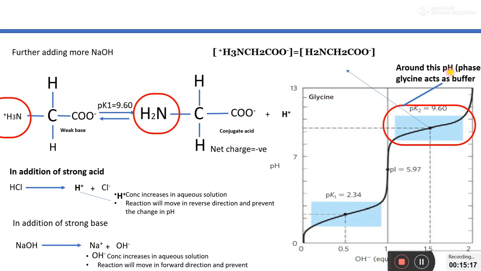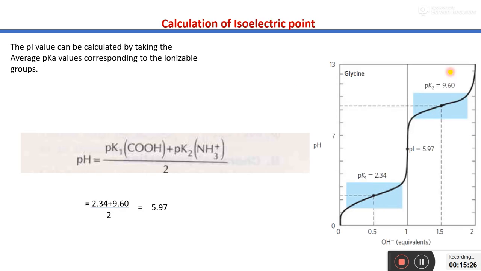Now I would like to explain the calculation of the isoelectric point of an amino acid. So pI can be calculated by taking the average of pK values corresponding to the ionizable groups, right? And in glycine there are two ionizable groups, that is carboxylic group and amino group, and pK value of carboxyl group is 2.34 and pK value of amino group is 9.60. So pI would be the sum of 2.34 and 9.60 divided by 2, and if you solve this equation, then the pI value would be 5.97. So in this way you can calculate the pI value of a particular amino acid if you are given their pKa values.